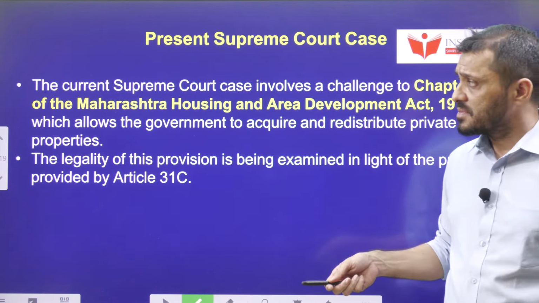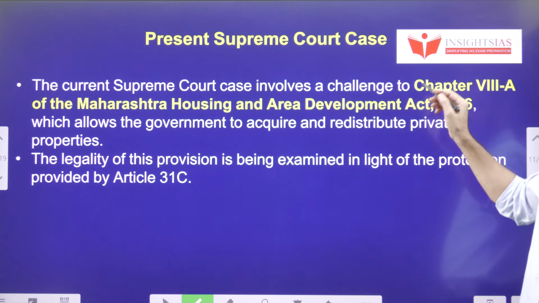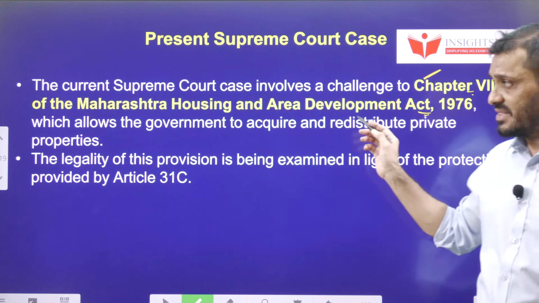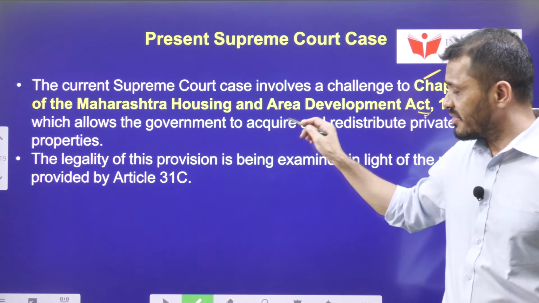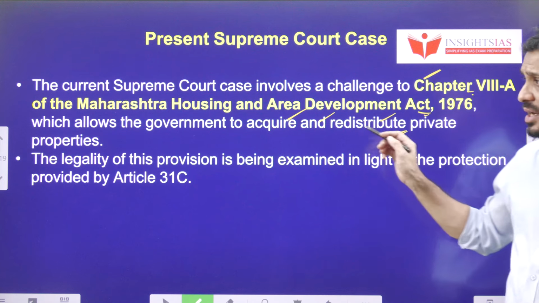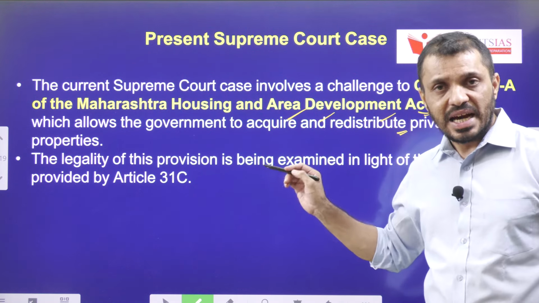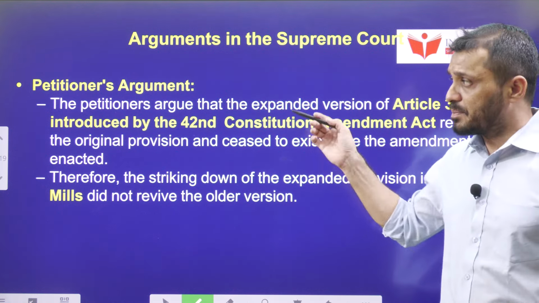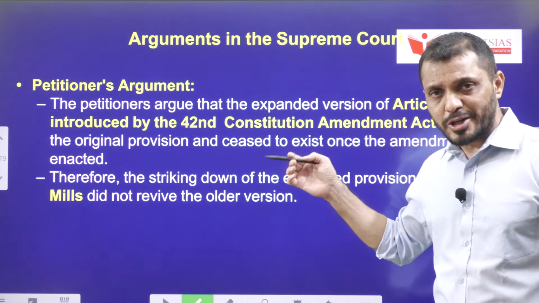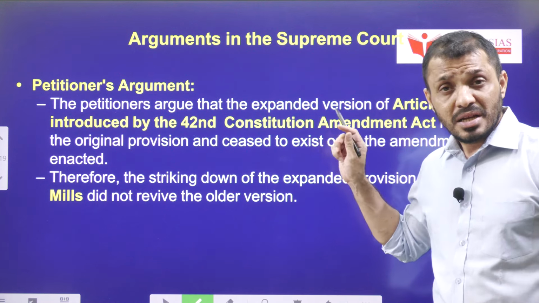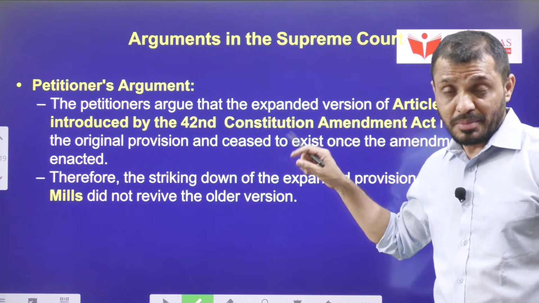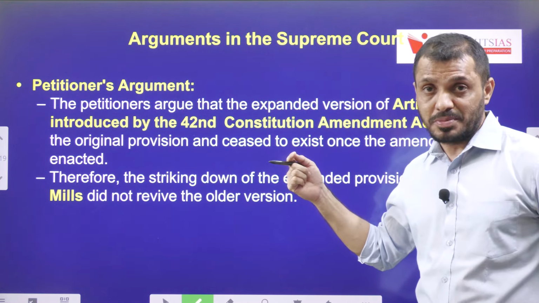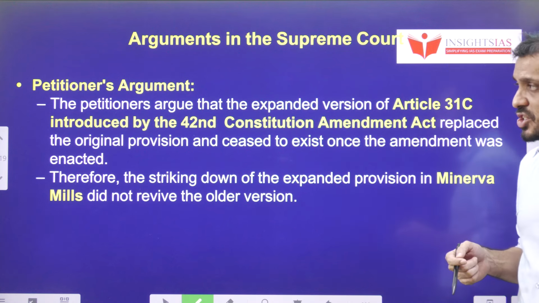In this particular case, the Supreme Court is hearing a challenge to Chapter 8A of the Maharashtra Housing and Area Development Act 1976. This act allows the government to acquire and redistribute private property also. This legality is now challenged in court. The petitioners are arguing that private property should not be covered, because this act came in 1976, but after 1976 the Minerva Mills judgment came in 1980, so we should stick to that judgment.